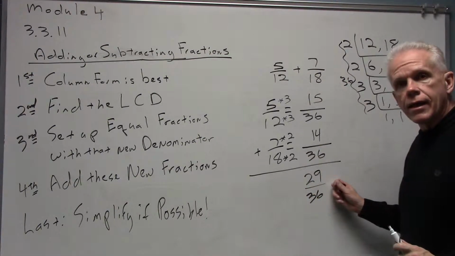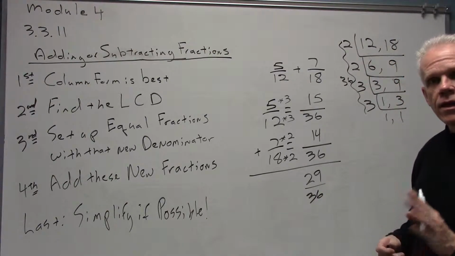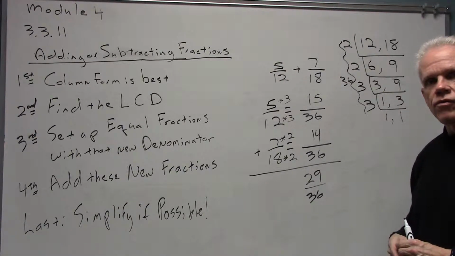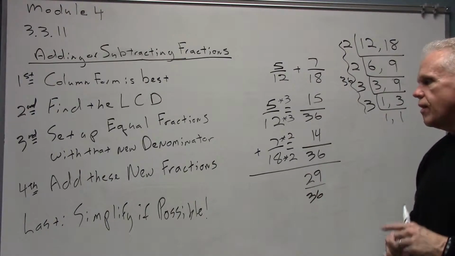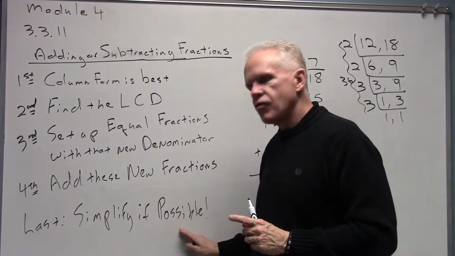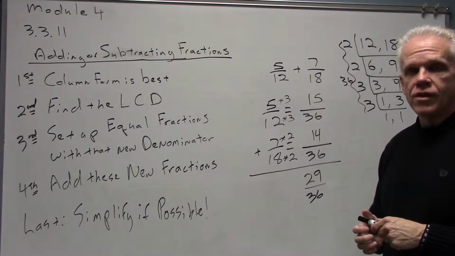Now I do want to check that answer to make sure that I can't do any more simplifying. I'm trying to think, is there anything that goes into 29 that also goes into 36 that would simplify this? And I say no, there's not. This is simplified and ready to go. So that's why I say over here, simplify if possible. Sometimes it'll be possible, other times not so much.